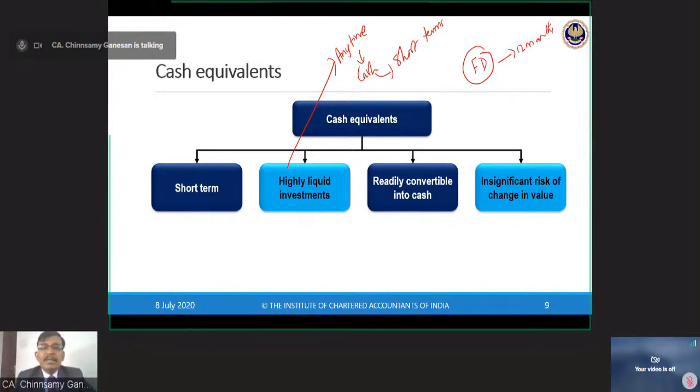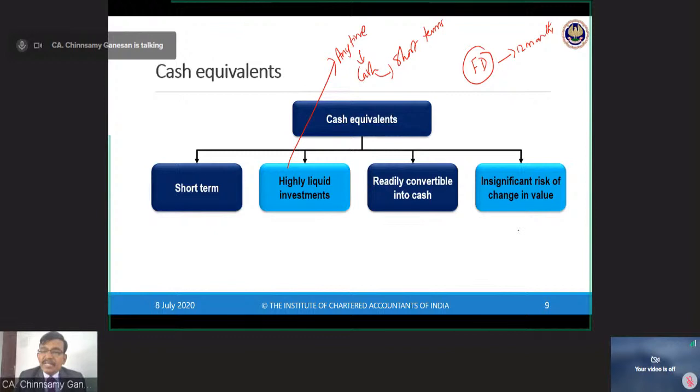What will happen if I put that into this thing? Is it short term? No, 12 months is not a short term period. It's actually a long term. Whether it is highly liquid, yes, fixed deposit is highly liquid. I can surrender at any time. Can it be readily convertible into cash? Yes, that is also possible.